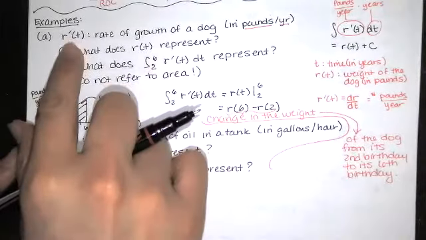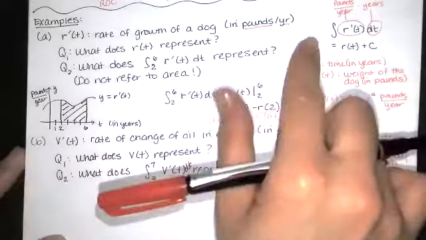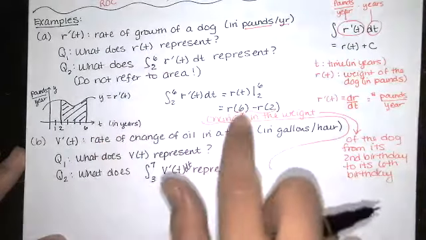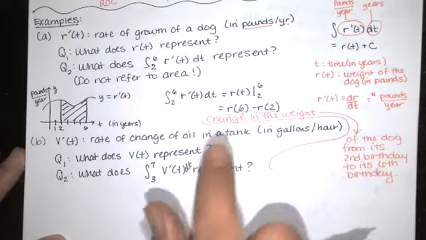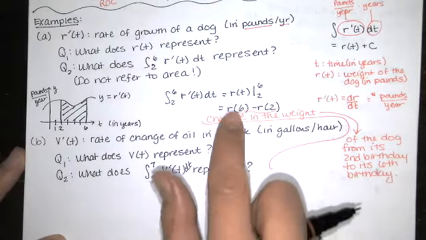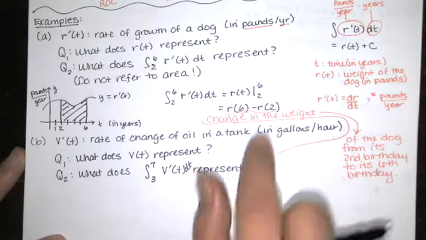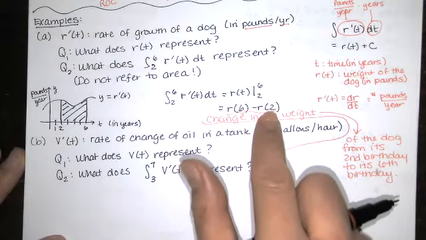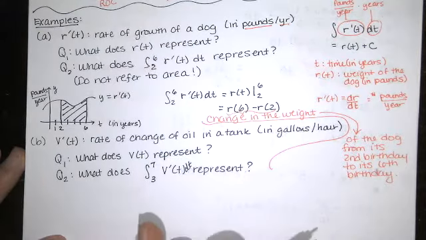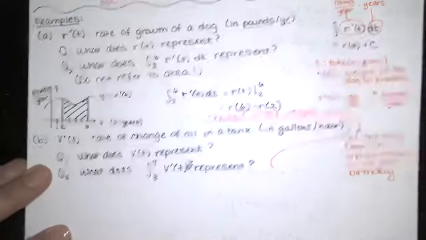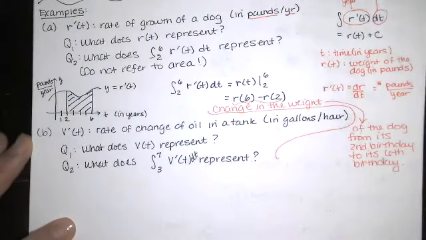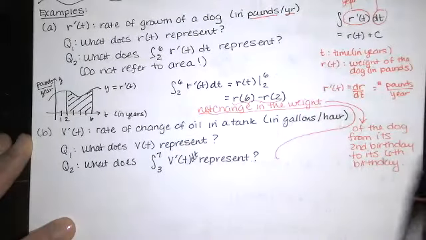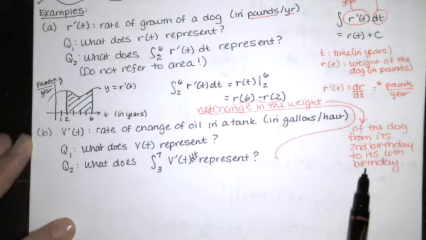We know what r prime represents. If this is a growth rate in pounds per year, the integral of that growth rate over that time interval is going to give us this. And this can be interpreted this way. Well, that's the weight at year 6 minus the weight at year 2. So that's saying, well, how much weight did that dog gain between its 2nd birthday and its 6th birthday? So that is the net change in the weight of the dog. Sometimes people say net change in the weight of the dog from its 2nd birthday to its 6th birthday.